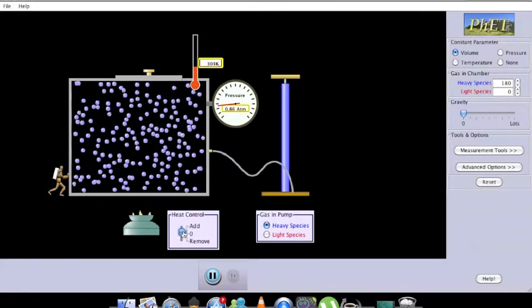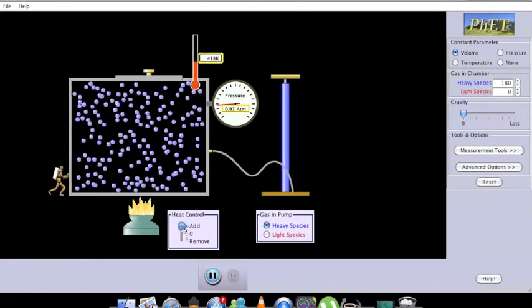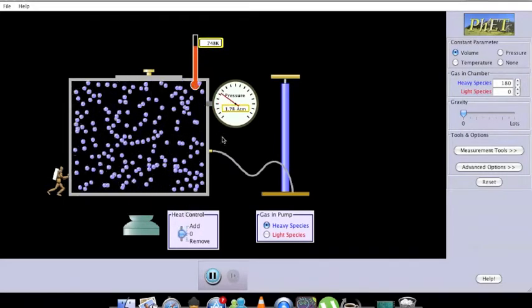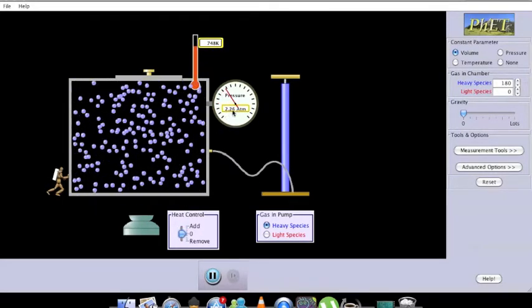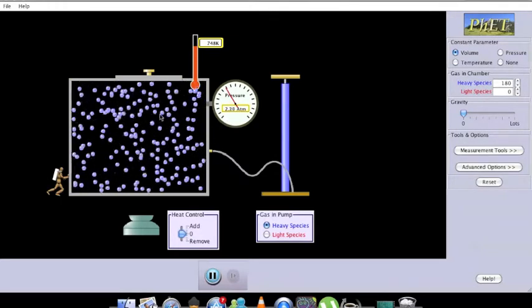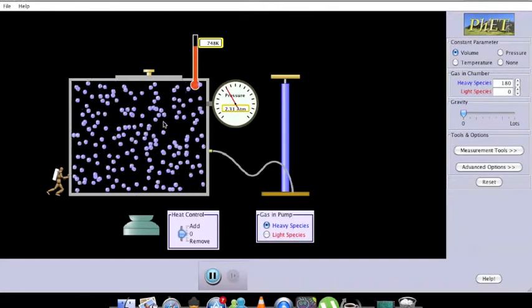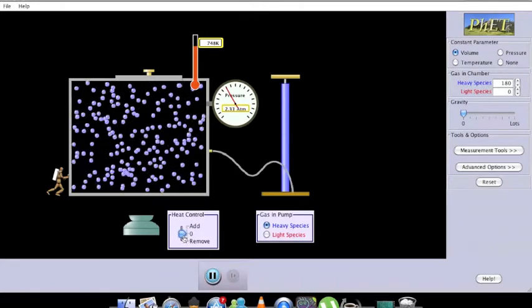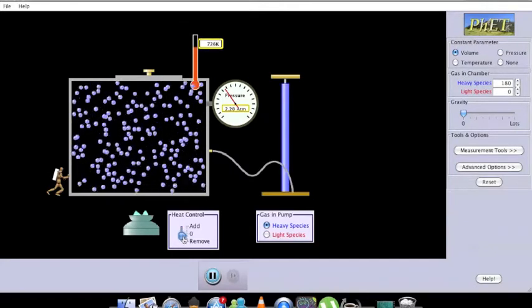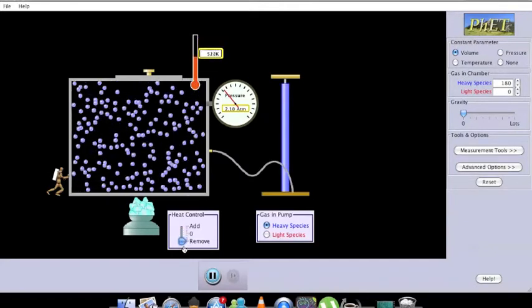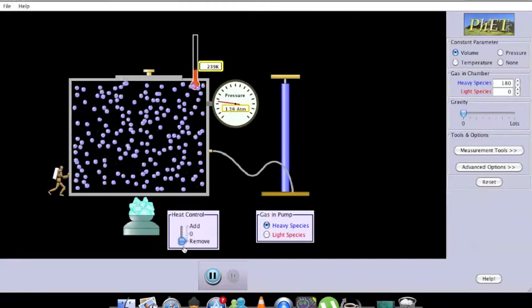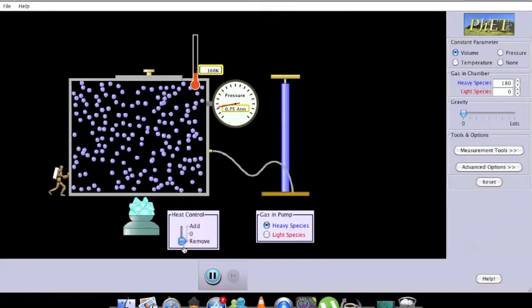When I increase the temperature, they start moving faster and they start colliding faster. So what happens? The pressure increases, because you can see the collisions are more frequent. Now let me show this to you. Let me just decrease the temperature. I'm decreasing temperature, and you can see that the pressure is decreasing. Why is the pressure decreasing? Because the frequency of collision is decreasing.